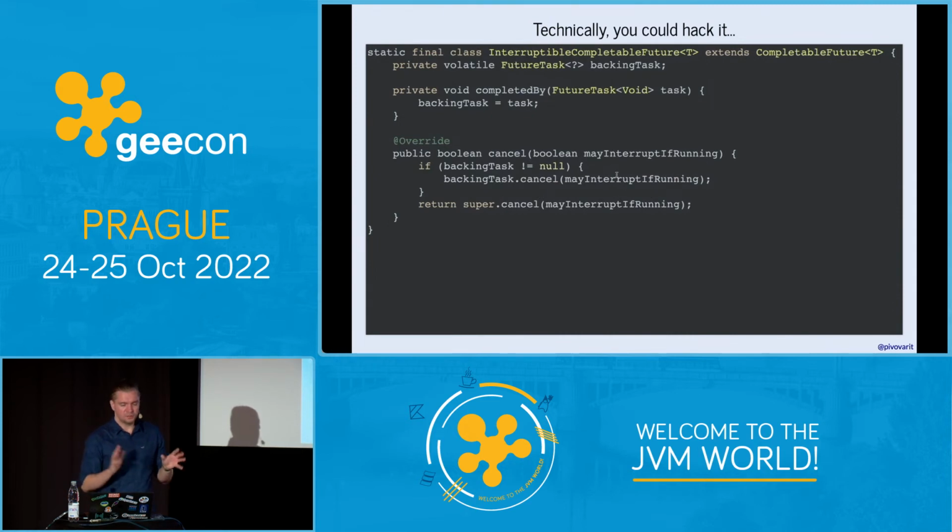By the way, if you fully control both sides, producer and consumer, technically you can hack it up. For example, in one of my libraries, I'm using something like that. I created my own future that extends the original future, which holds a reference to the task that's supposed to complete it. But that works only in very limited scenarios where you are in full control over producer and consumer. So that's doable, but I wouldn't advise you to do that.